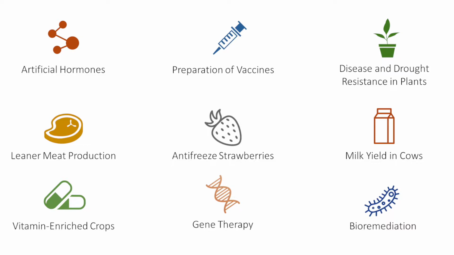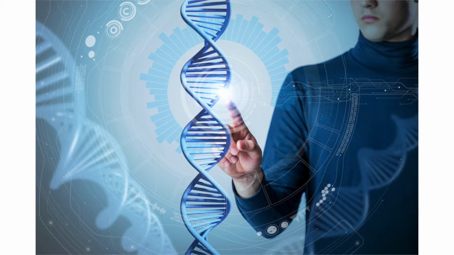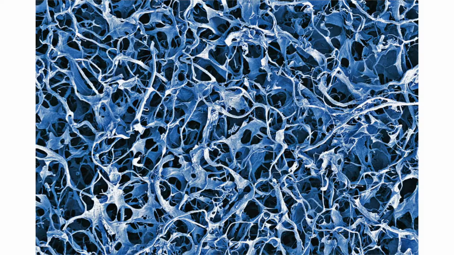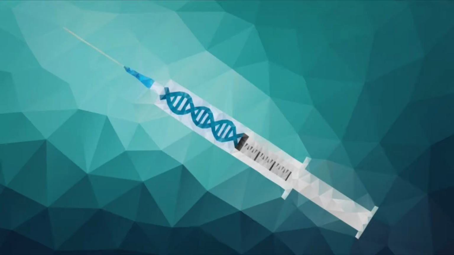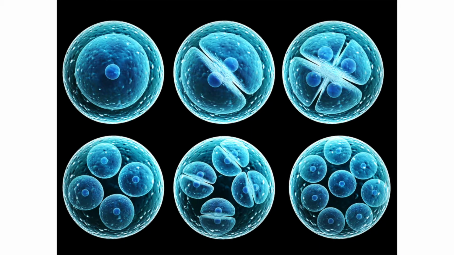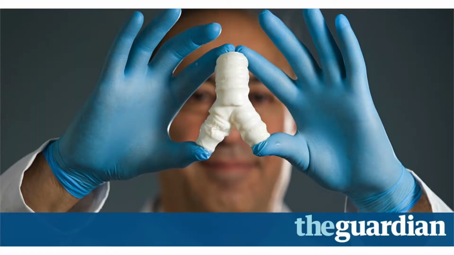look at regenerative medicine. The textbook definition is the process of replacing, engineering or regenerating human cells, tissues and organs in order to restore or establish normal function. The main categories are tissue engineering and biomaterials, gene therapy, and the regulation of stem cells. Let's start with tissue engineering.